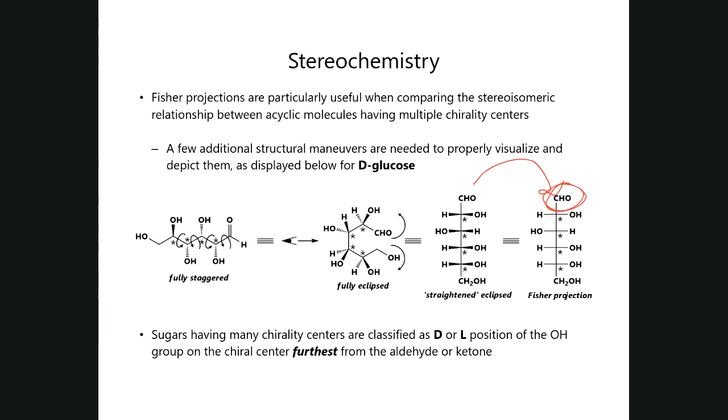Here's the furthest chirality center. It's pointing to the right. This is what defines a D sugar. If it was in the opposite direction, then that would define an L sugar, okay?